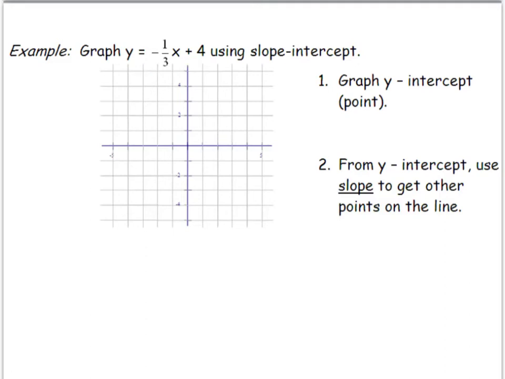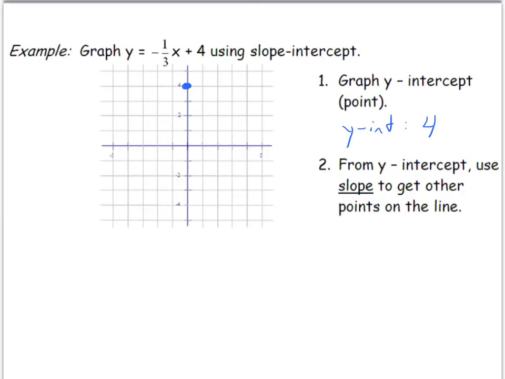So the first thing is you're going to graph this out by pulling out the y-intercept. And we know that the y-intercept in this case is +4. So that means I'm going to go up on my y-axis to 4 and plot a point. So that's the first thing you do, plot your y-intercept.